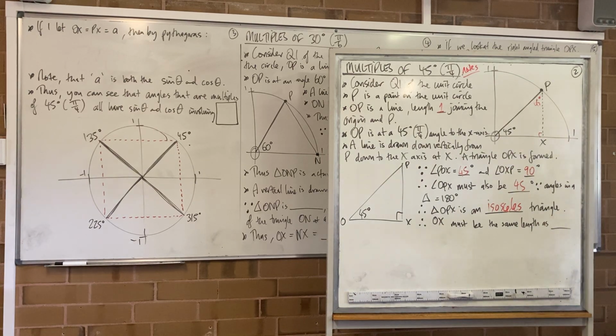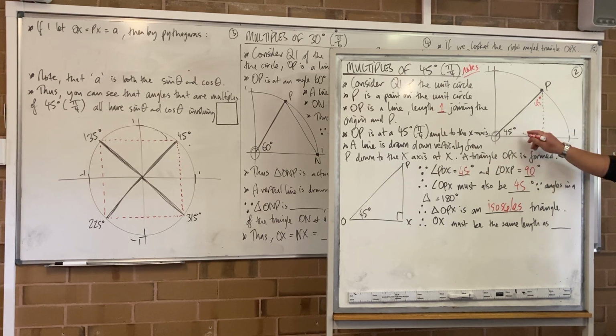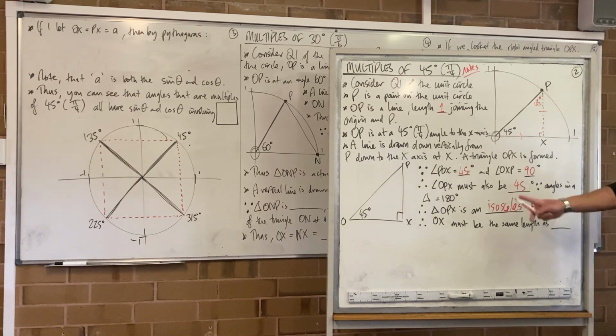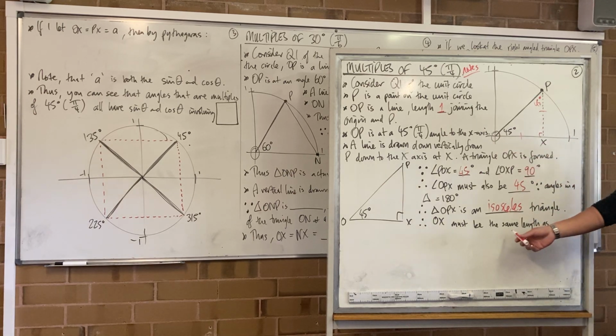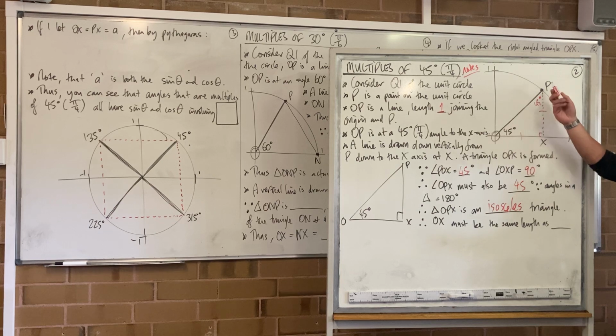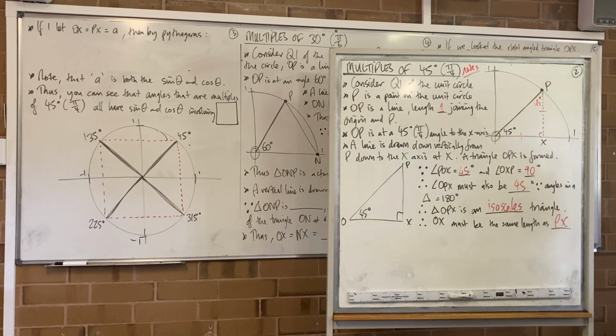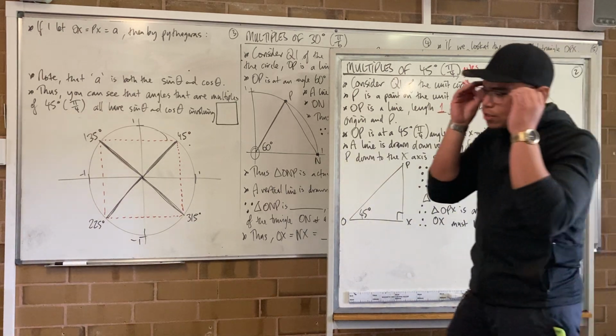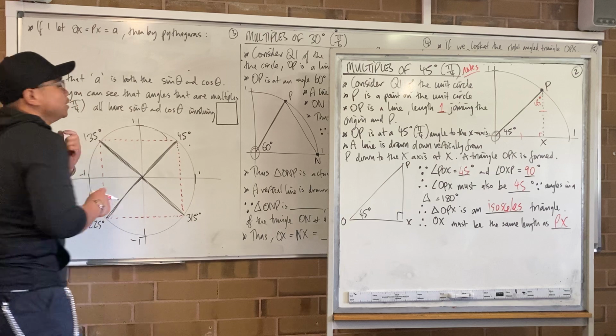And because it's isosceles, these two base angles are the same. What can I say about these two sides of an isosceles triangle? Same length. Therefore, OX, this side, must be the same length as which? OP or PX? Yes. So no one disputes what I've just talked about, okay? We constructed a little isosceles triangle there, they're all 45 degrees.